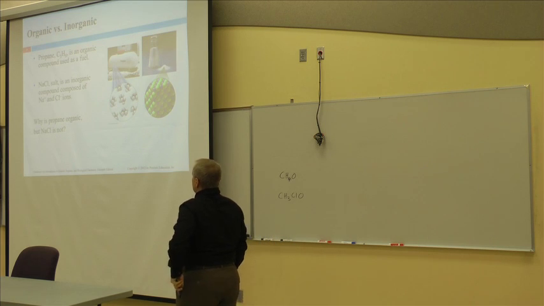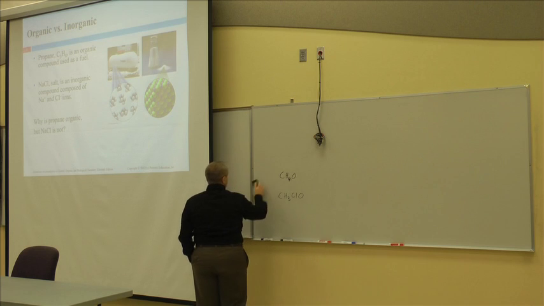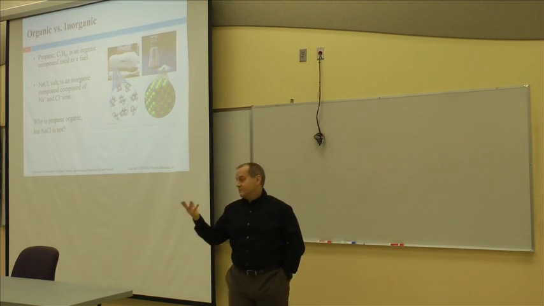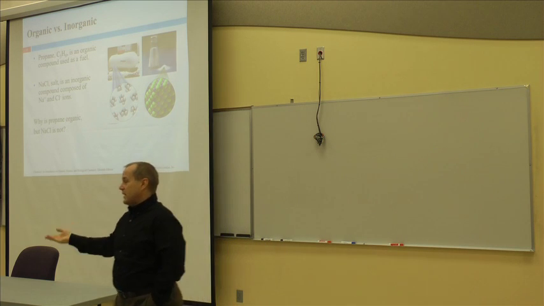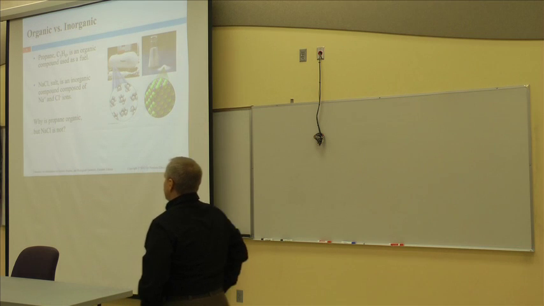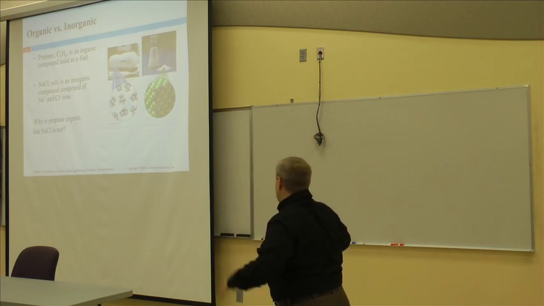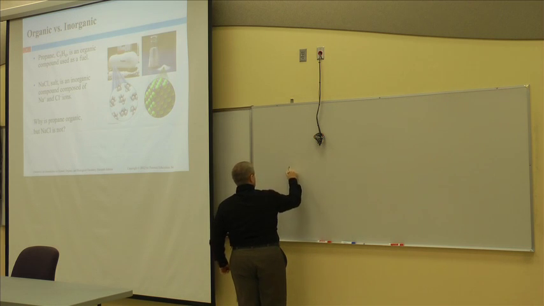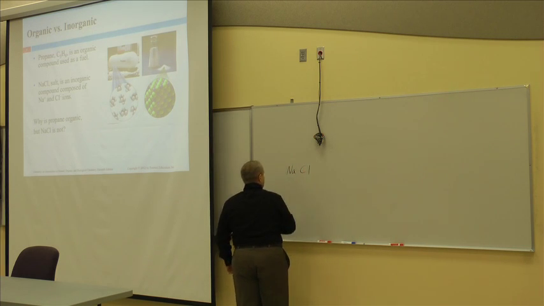Some of them do. Now let's compare an organic compound to an inorganic compound. Inorganic simply means not organic. So if you're not organic, you don't contain carbon. That's pretty logical, right? So sodium chloride, table salt. That's a great example of an inorganic compound. It has a Na plus and a Cl minus.